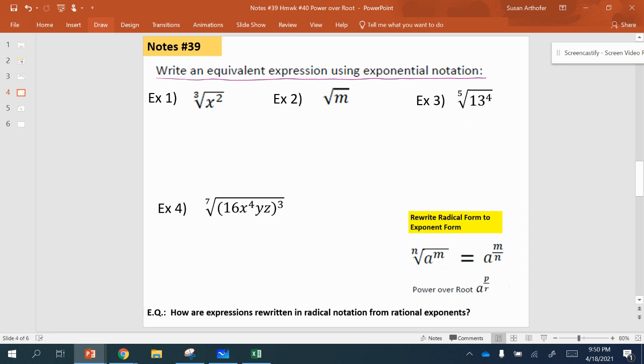Write an equivalent expression using exponential notation. So we could also say write in exponent form. Write it just with exponents, okay? Hit pause and copy down those 4 problems. You do not have to copy this. This is just the front power of your notes, so I can refer to it to you. You've already written this down. I just copied it. Hit pause for a minute while you write those down.